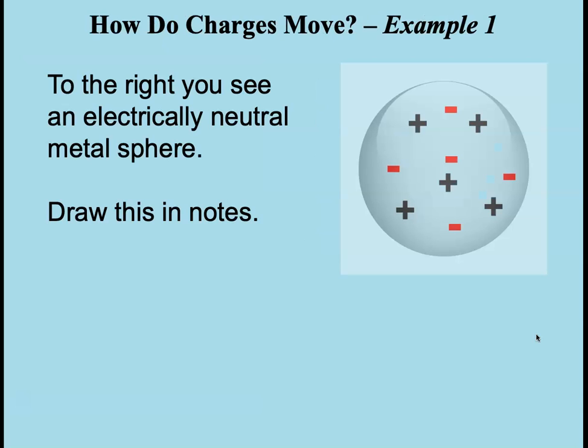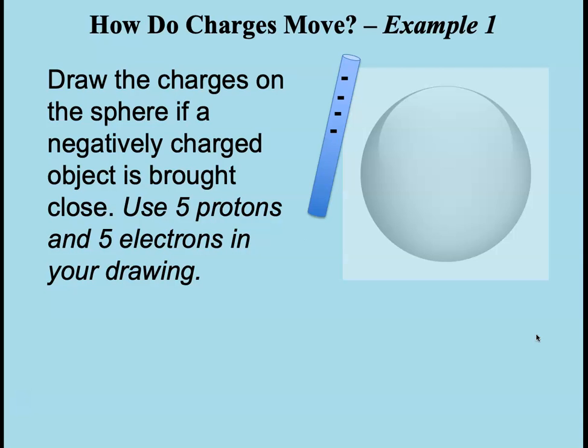So let's look at an example. Right here we see a simplified electrically neutral metal sphere. It has 5 protons and 5 electrons, because positives and negatives balance. Now, we're going to bring a negatively charged object near, but not touching, the metal sphere. It has the 5 protons and 5 electrons in it.